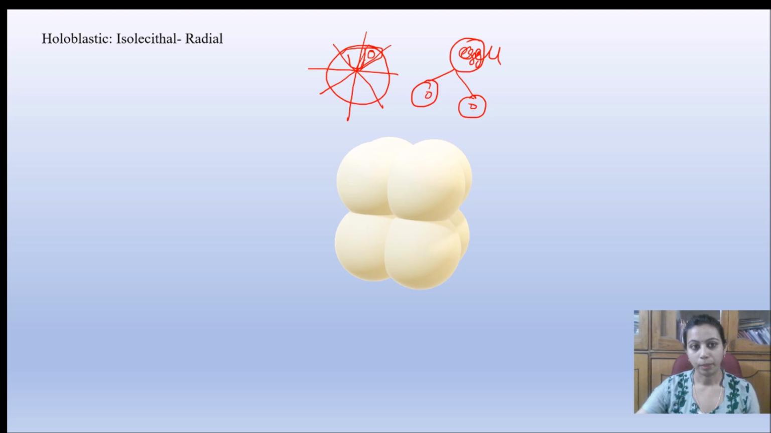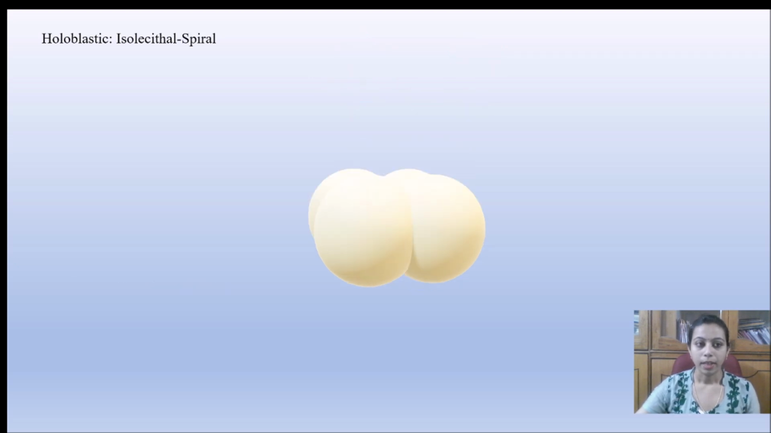Such types of cleavage are seen basically in the case of echinoderms and amphioxus. Now the next type of cleavage is also a holoblastic type of cleavage, and it is also isolecithal, but the thing is that there will be spiral cleavage. What is meant by spiral cleavage?